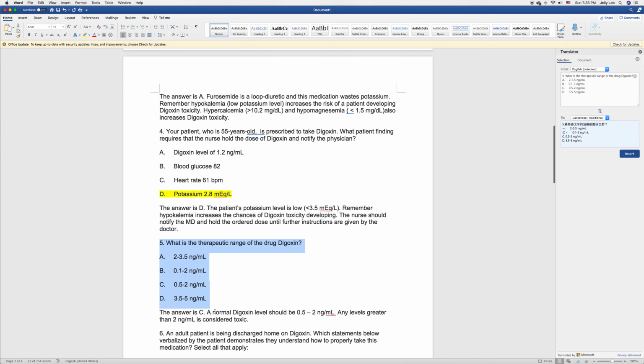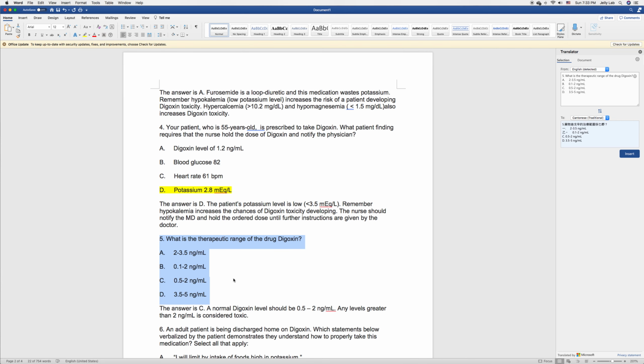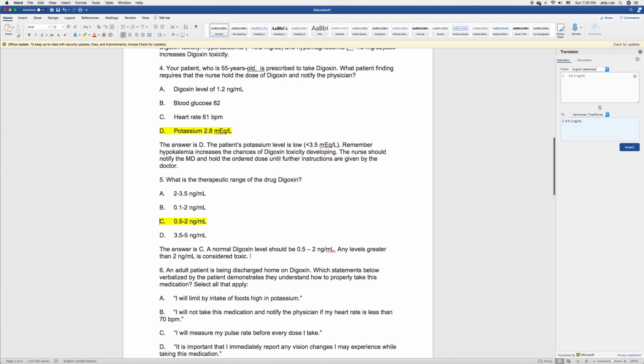5. What is the therapeutic range of the drug digoxin? A. 2 to 3.5 ml, B. 0.12 ml, C. 0.5 to 2 ml, D. 3.55 ml. The answer is C. A normal digoxin level should be 0.5 to 2 ml. Any level greater than 2 ml is considered toxic.